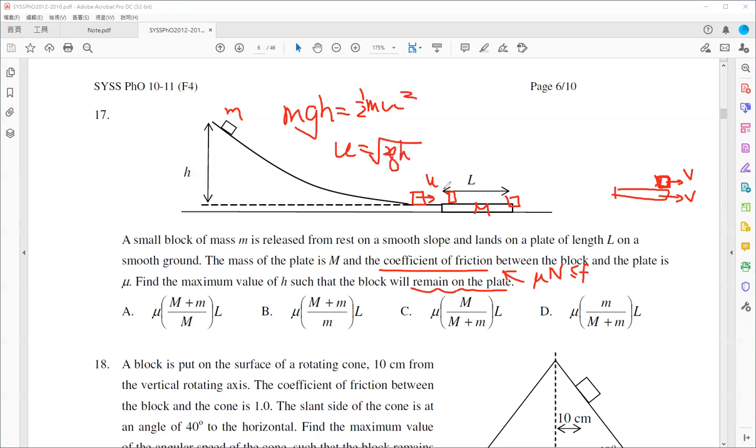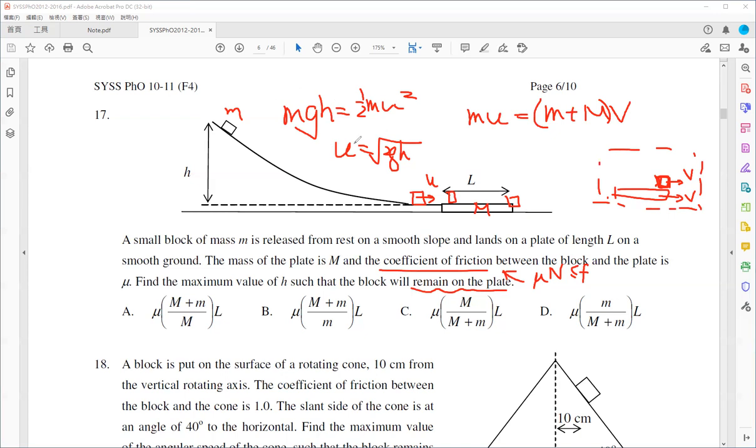When the block lands on the plate, we consider this as a collision. There's no friction on the slope and on the ground. There's friction between the block and the plate. But if you consider the system of the block and the plate, there's no horizontal net force acting on it. That means the momentum is conserved. So you can write down one formula: mu, the initial momentum, equals the final momentum.